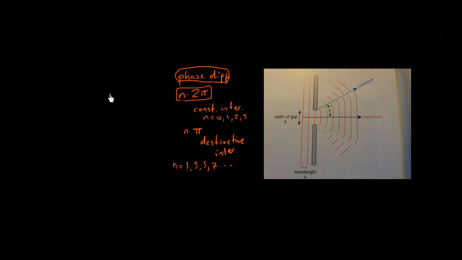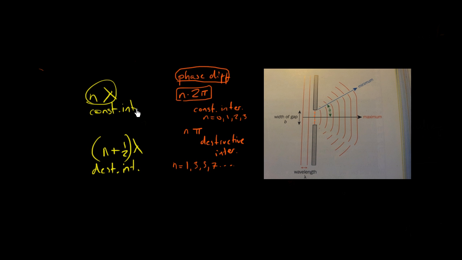The path difference is the same thing, but with lambda. One full lambda for constructive interference, and lambda over 2 for destructive. Now we can say n plus a half, for example, times lambda. When n is 1, this would be 1.5. When n is 2, this would be 2.5. When n is 3, this is 3.5. So always half lambda out of phase. So this would be for destructive interference, and that would be for constructive.